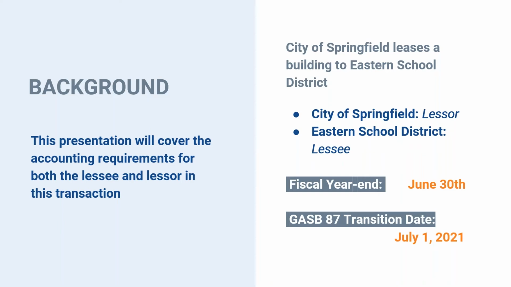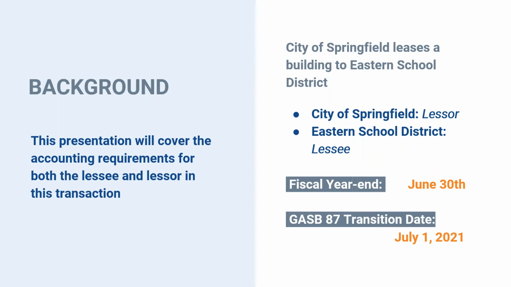So in today's example, we're actually going to chronicle the Eastern School District. They're acting as the lessee or the tenant. They're going to be leasing a building from the city of Springfield, which is acting as a lessor. Both of the entities have a fiscal year end of June 30th, and they'll be both transitioning to GASB 87 on July 1st here of 2021.